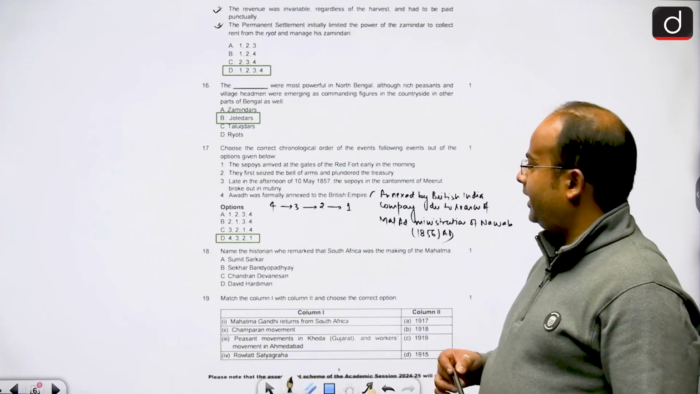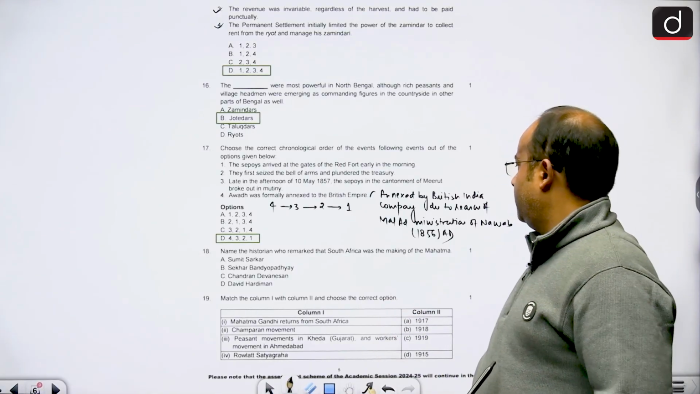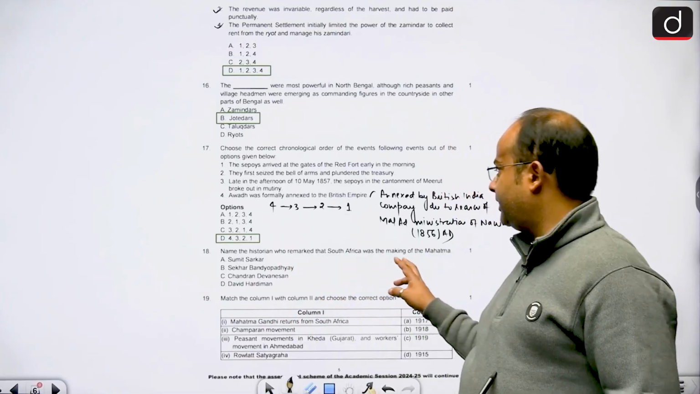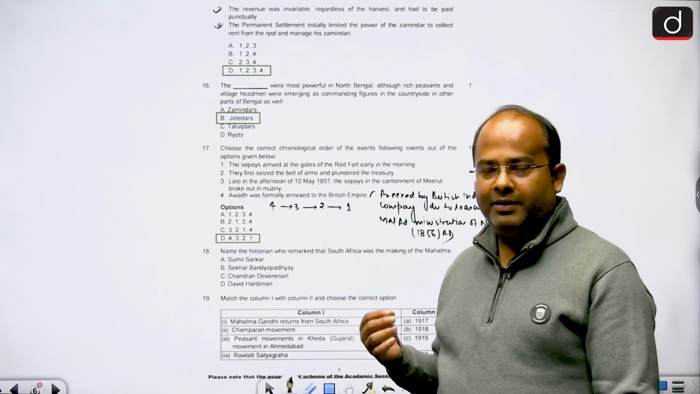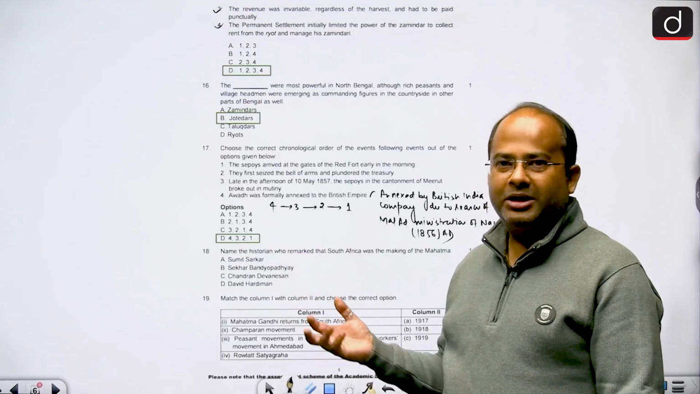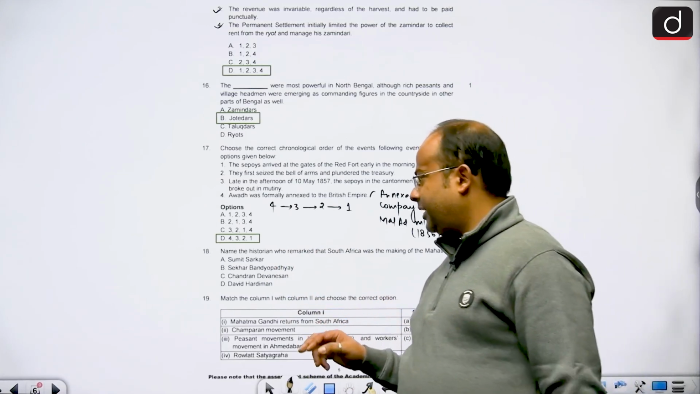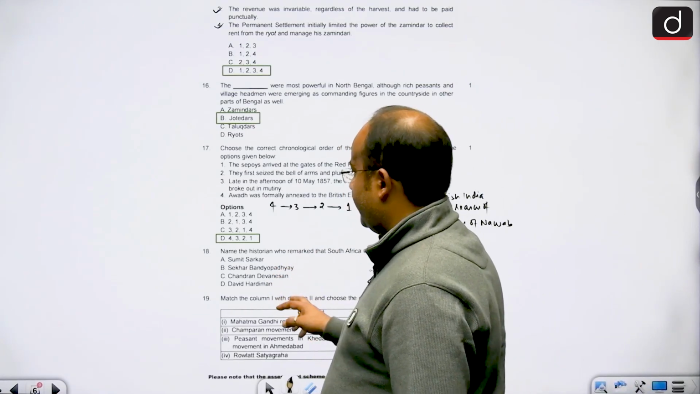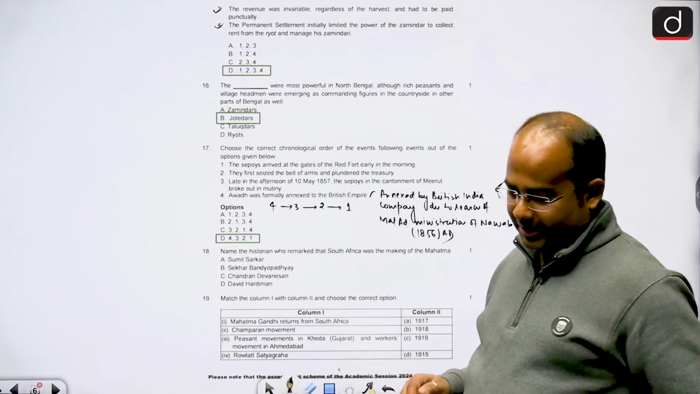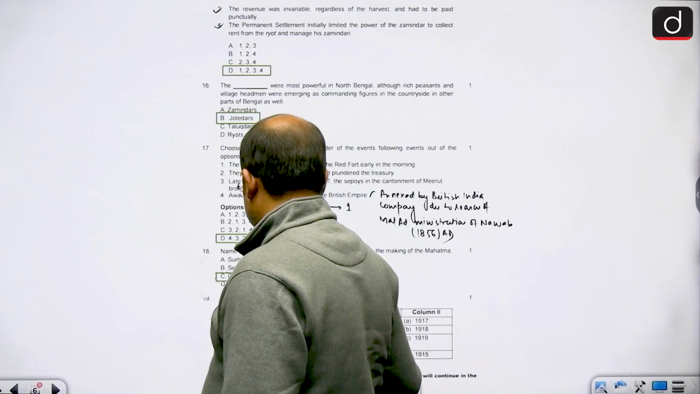Now the next question we have, question number 18. Name the historian who remarked that South Africa was the making of the Mahatma. So which historian said that when Mahatma Gandhi went to South Africa and he started the satyagraha system and the policy against racial discrimination, that was the making of Mahatma. Who was that historian? Sumit Sarkar, Shekhar Bandyopadhyay, Chandran Dev Senan or David Hardiman? So it was being said by Chandran Dev Senan. So the correct answer will be option C, that is Chandran Dev Senan.